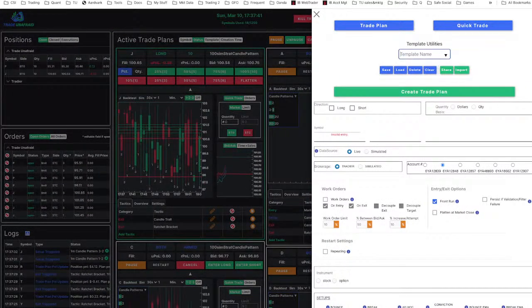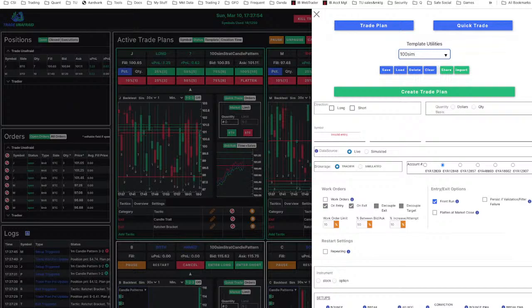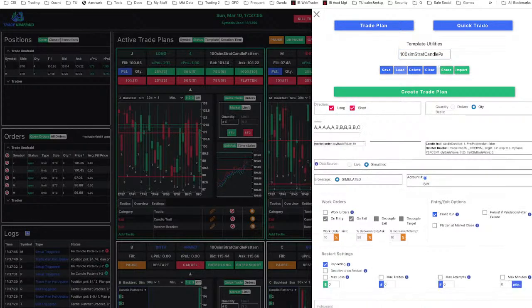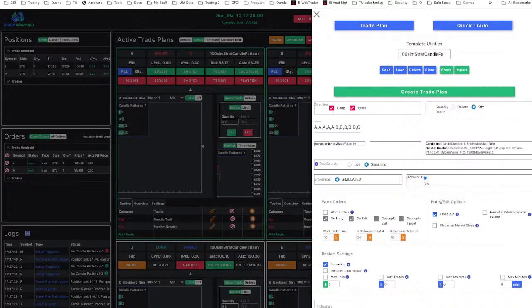So for example, if I load up, wait, is it not? Oh, 100 sim, sorry. I'm a little nervous. I haven't done this kind of thing before. So anyway, if I load this, then we can see what the trade plan is made of.